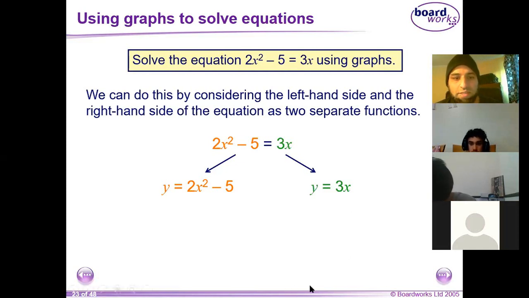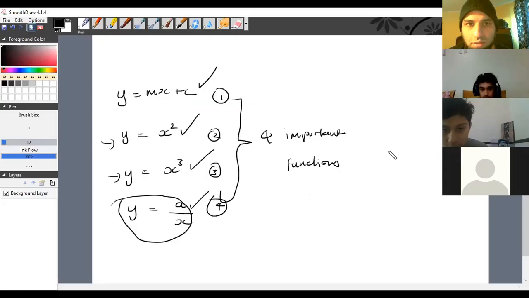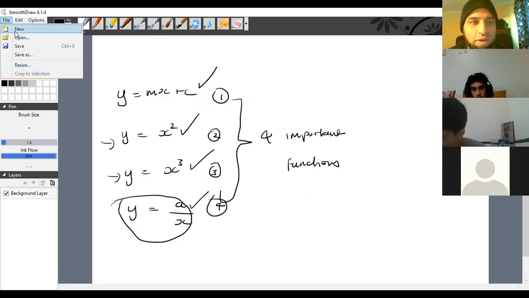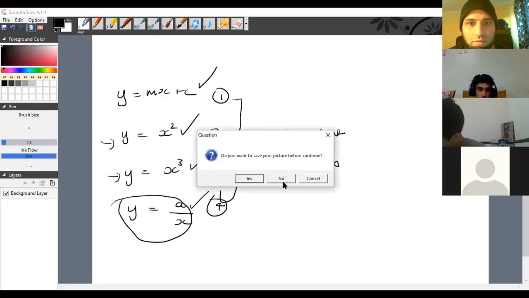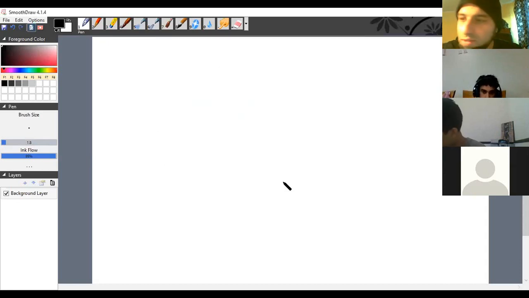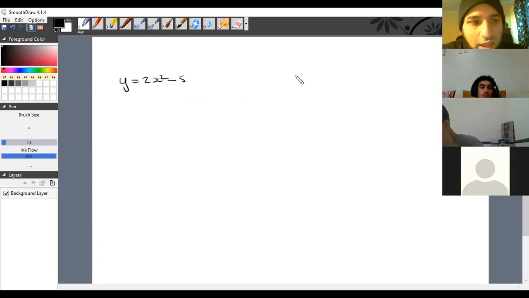What you're going to find here is the following. Let me bring my screen up. Let's share the whiteboard. You've got two equations. You've got y equals 2x squared minus 5 as one equation, and you've got y equals 3x.